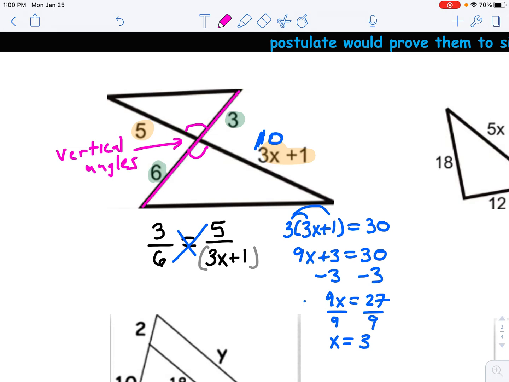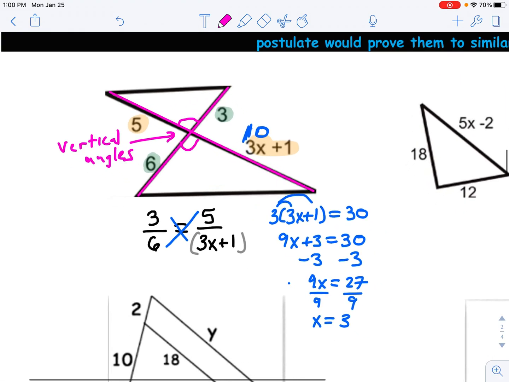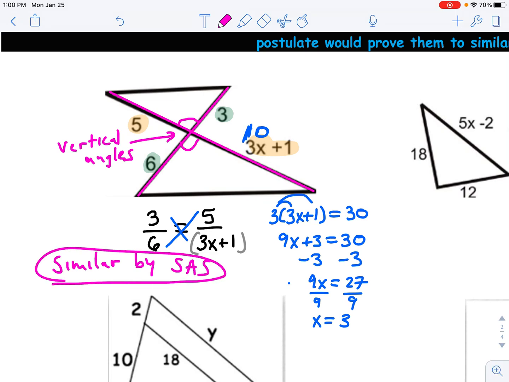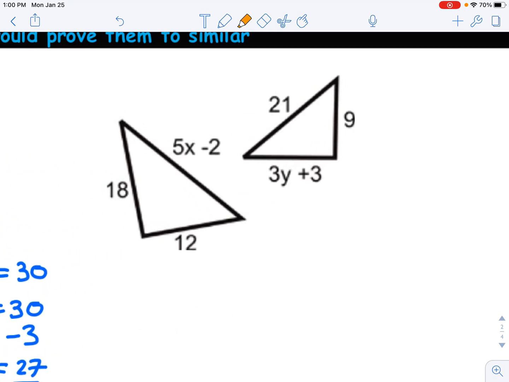Remember, vertical angles, to put it in simple terms, are opposite angles on an X. Okay, so that's vertical angles. So these two triangles are similar by side angle side. We have two sides that are proportional. We have an included angle. So x equals 3. Triangle is proportional by side angle side. All right. This next one's goofy.